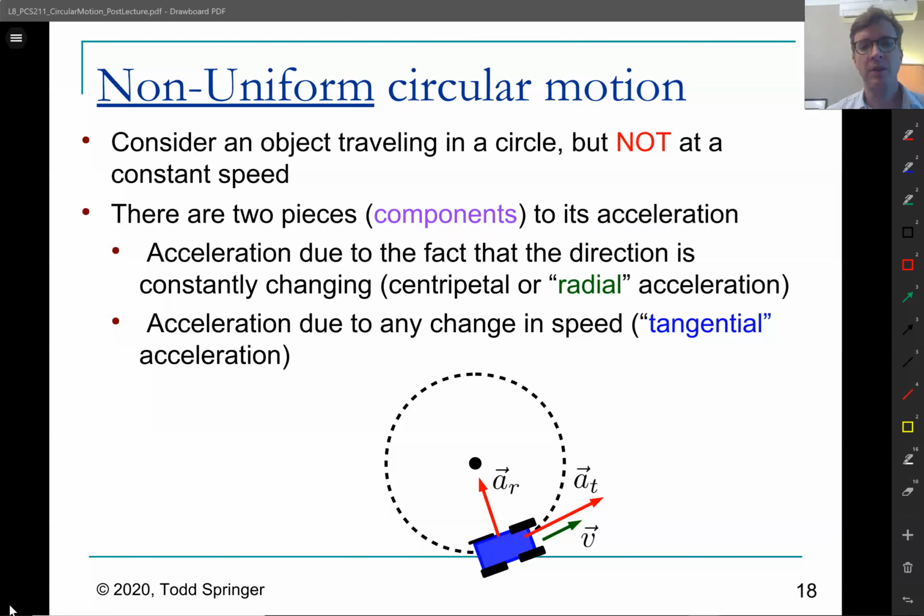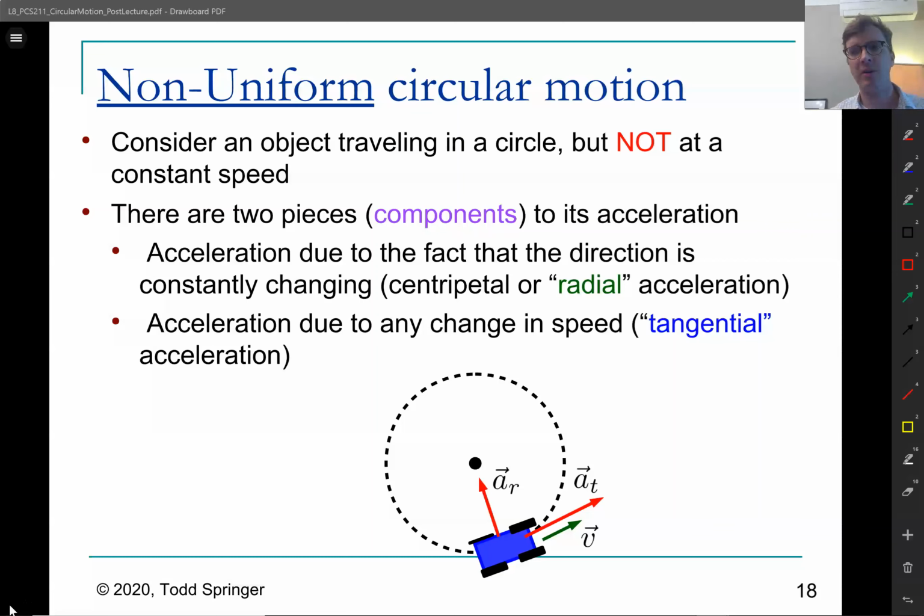Okay? In that case, if you think about it, there are 2 things going on with your velocity. You have a constant change of direction because you're traveling in the circle. That's what we call the centripetal acceleration. Sometimes it's called the radial acceleration because it's in the direction of the radius. Then, in addition to that acceleration, you are also speeding up, right? So the speed up is what we call the tangential acceleration.